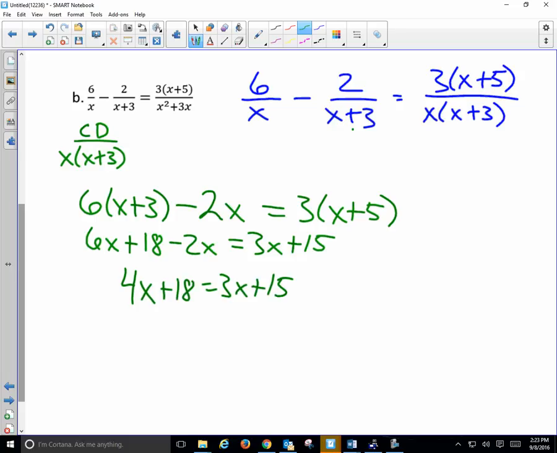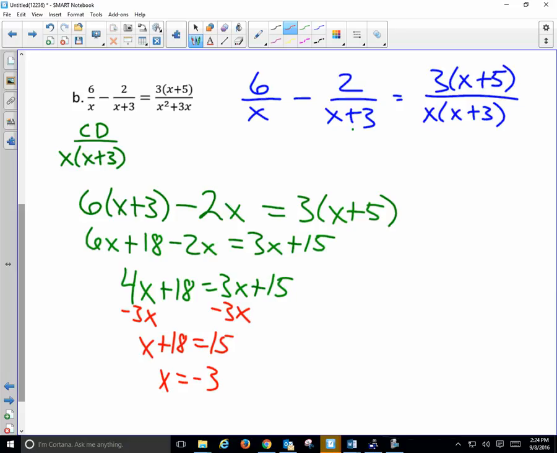Most people like to bring their variables over to the left side. I'll subtract the 3x. So the solution is negative 3. Is negative 3 a number you can plug back in? Or if you plug it in, do you end up with 0 in the denominator?